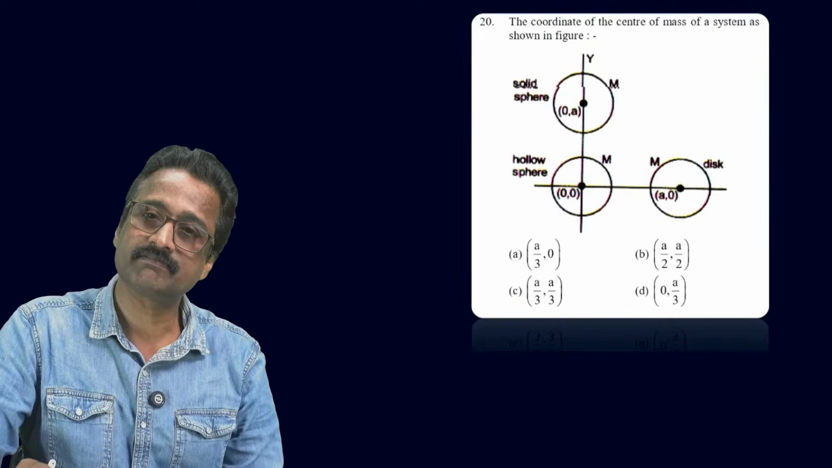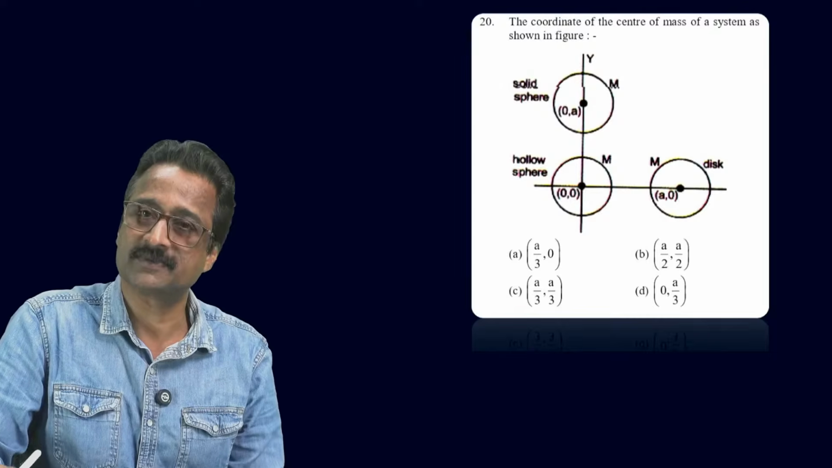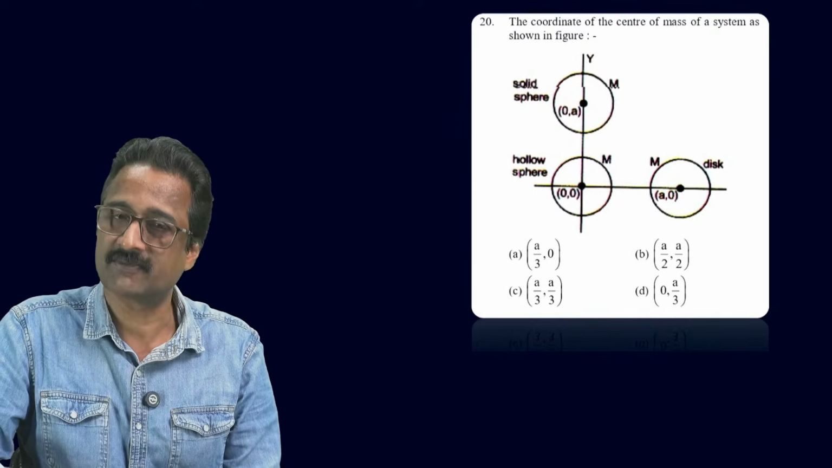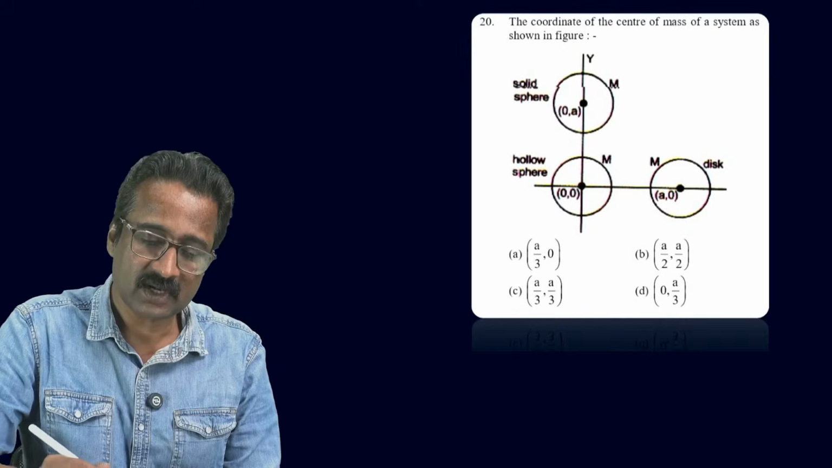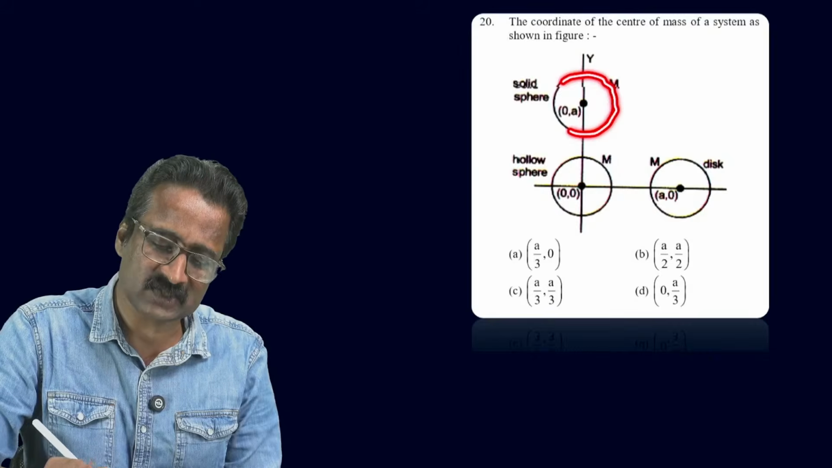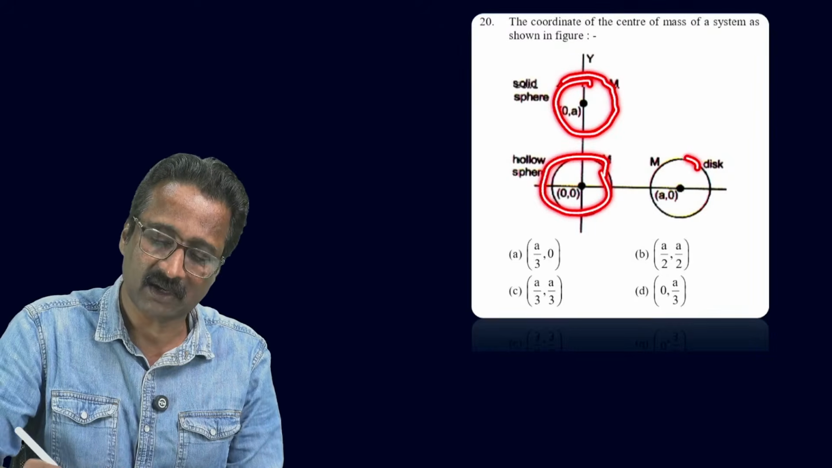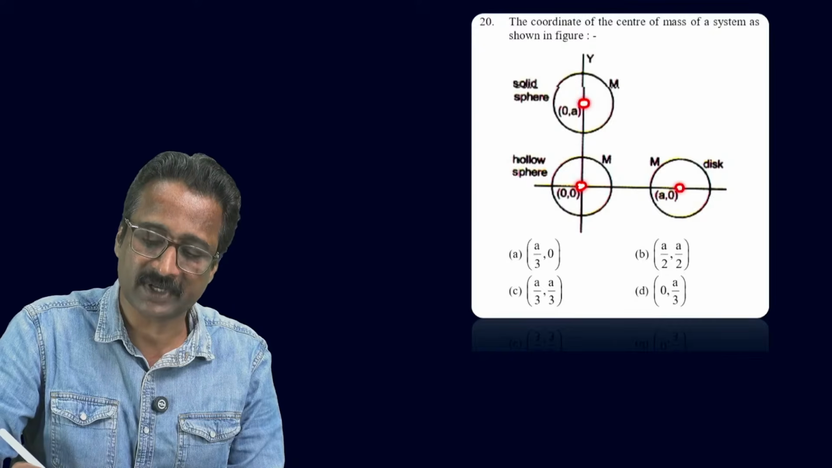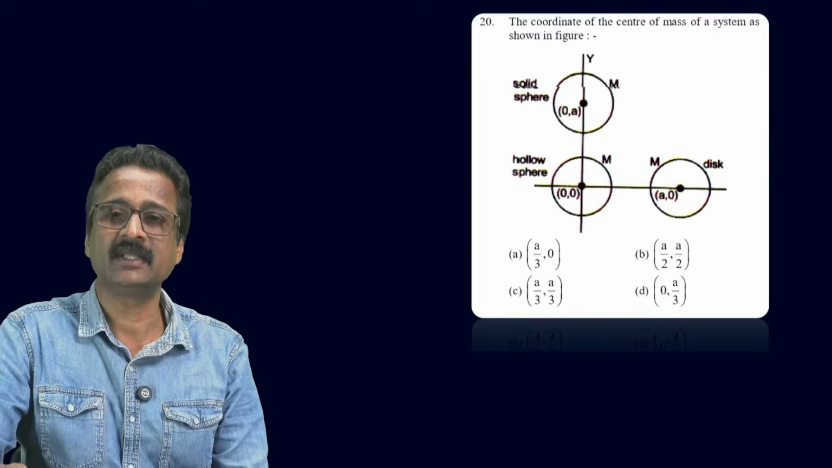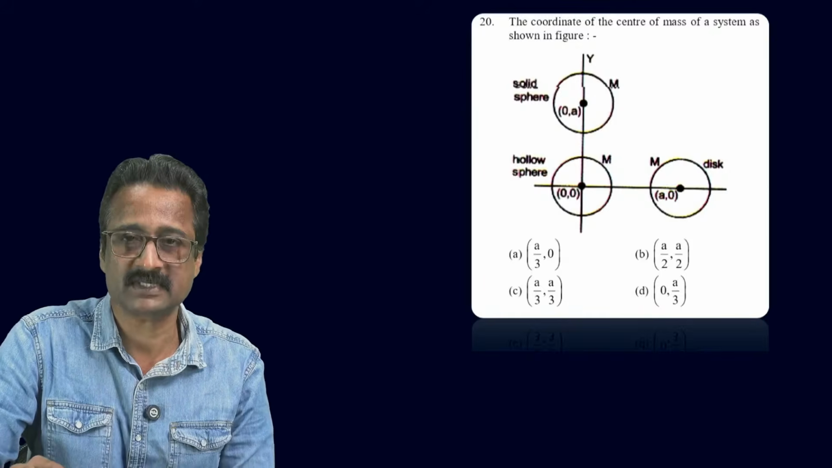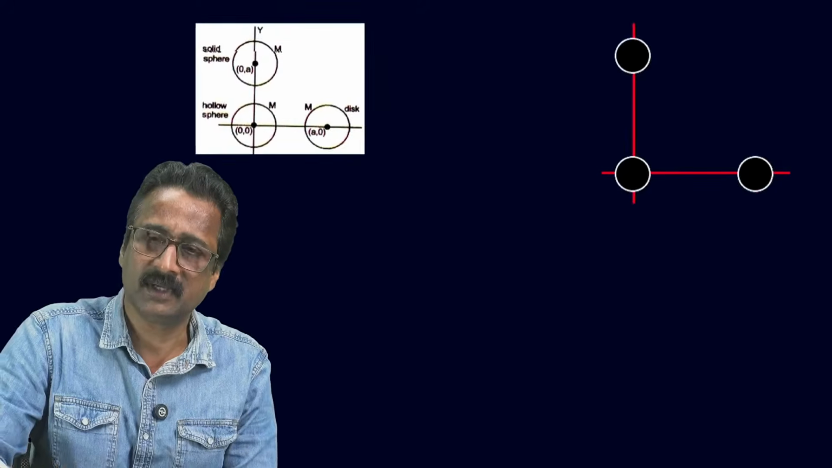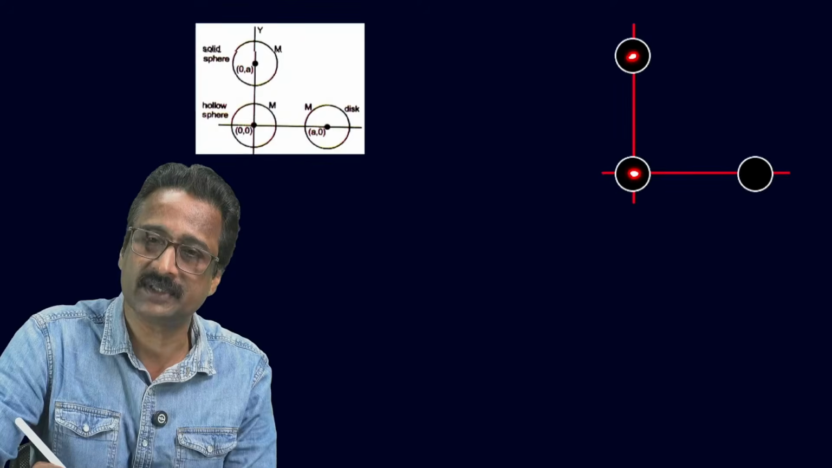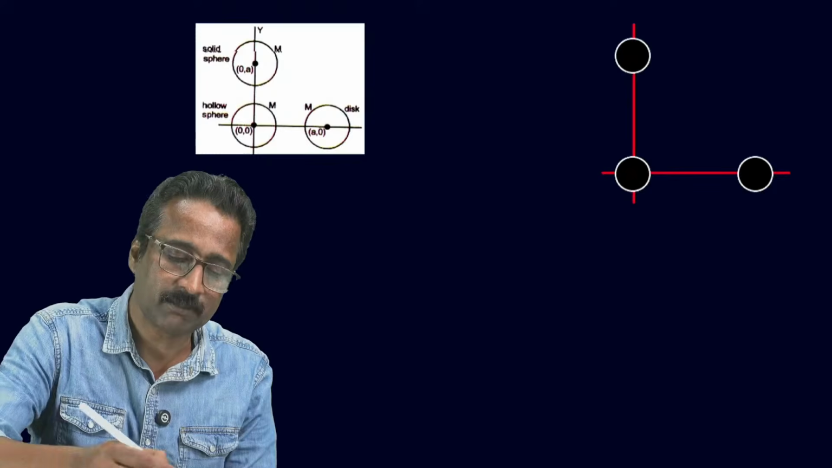Question number 20 is also based on finding the location of center of mass. The coordinate of center of mass of the system is shown in the figure. What you're seeing here are actually huge bodies. Maybe these are spheres but identical. All have the same mass and their own centers are located at the points shown in the figure. You're finding the position of center of mass. Again, these may be huge bodies, but their masses are concentrated at their own centers, so you can believe that they are point masses.